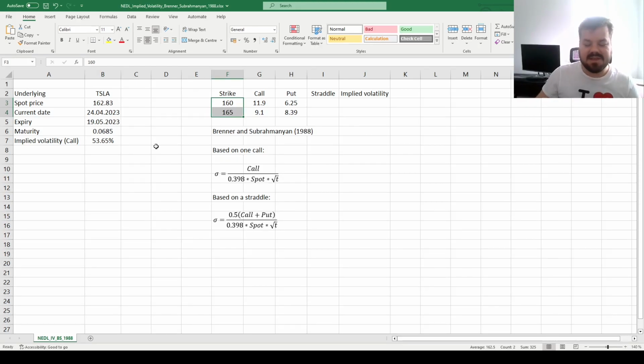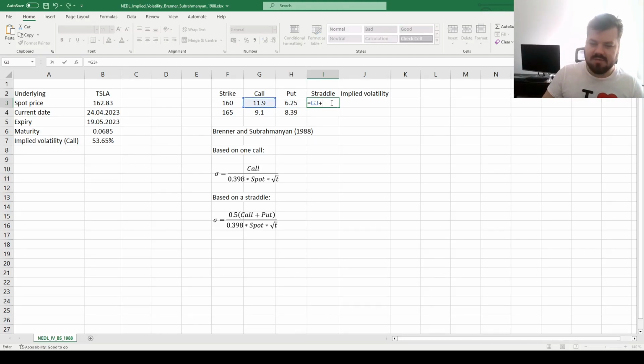And for this particular reason, Brenner and Subrahmanyan also provided a calculation based not on an individual option, but on a straddle with both a call and a put at and near at the money strike. And their argument is that this allows you to estimate the implied volatility even in a situation where your spot price is slightly far away from strikes that are available. And it also filters out a lot of the noise associated with bid-ask spreads and maybe potential mispricings associated with call and put markets. So for that, we need to figure out the price of a straddle.